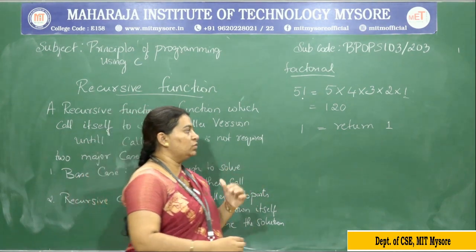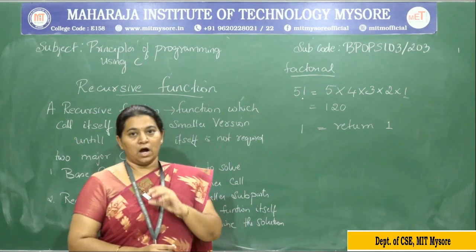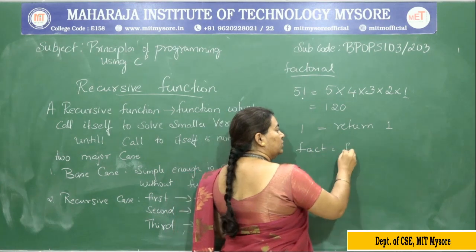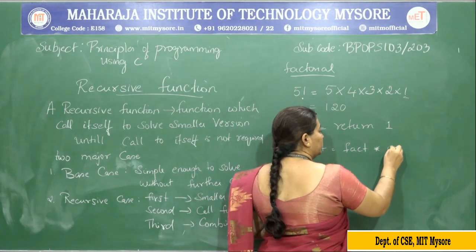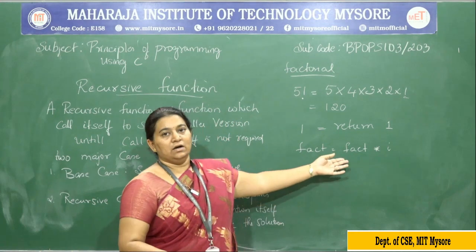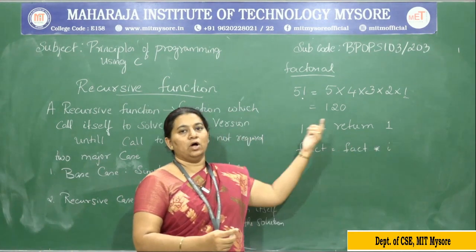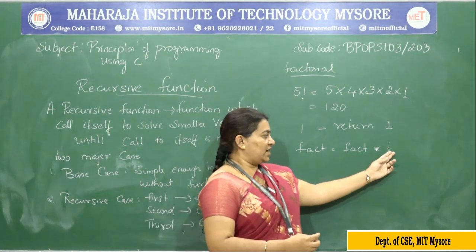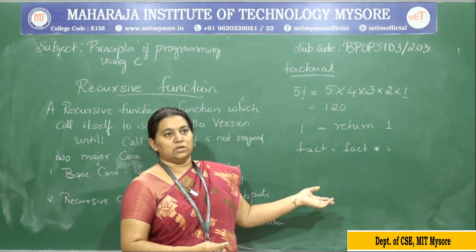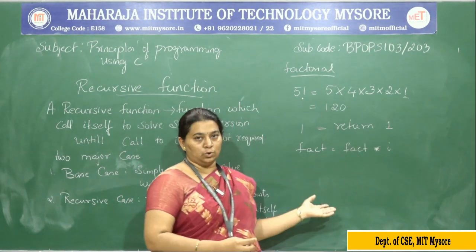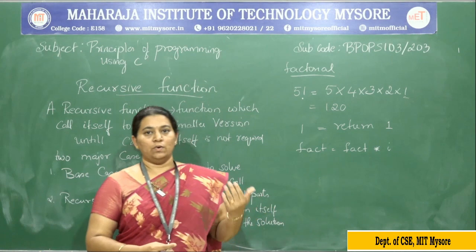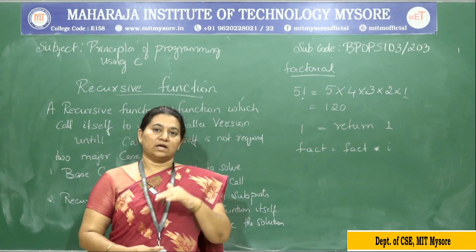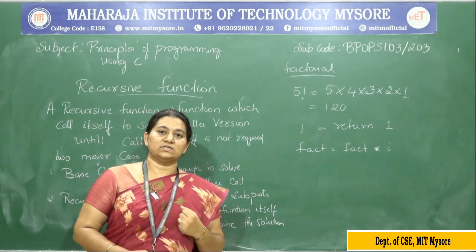To do this, we know how to normally calculate a factorial. You use fact = fact into i, so whatever the result is, you keep on multiplying. If I write this in a for loop, for i equal to 1, it is 1 into 1, then 1 into 2, then 1 into 3. This is how we did it in the normal case. Now, I have to convert this into a recursive case. How do I do it?